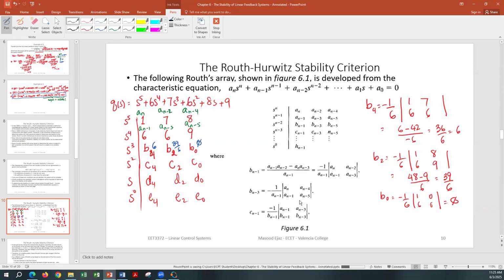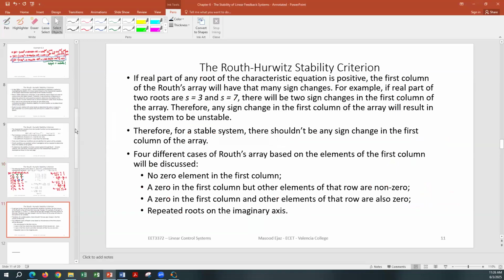All right, so once we know how to create the matrix or array for Routh-Hurwitz, let's see how we can use it. Let's go to the next slide. If the real part of any root of the characteristic equation is positive, the first column of the Routh-Hurwitz will have that many sign changes. For example, if the real parts of two roots are s equals 3 and s equals 7, there will be two sign changes in the first column of the array.